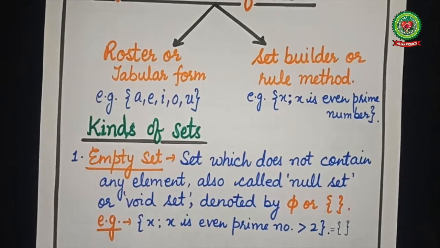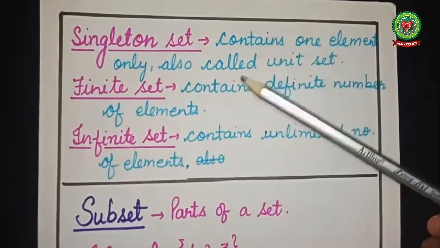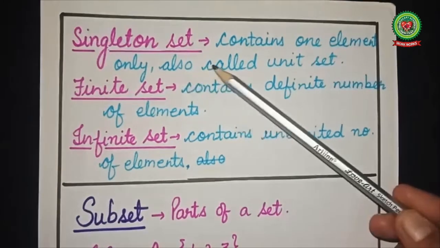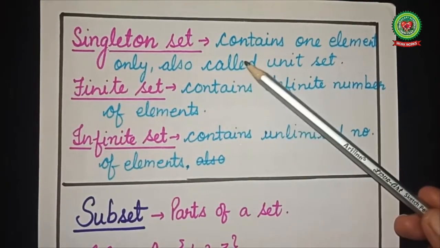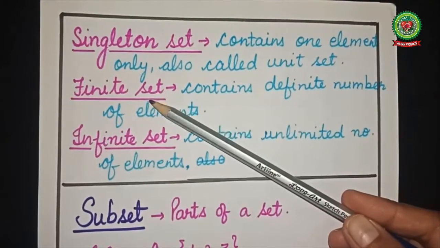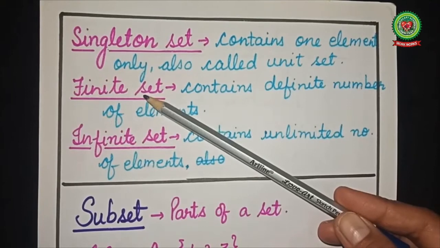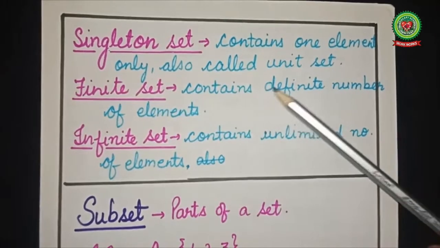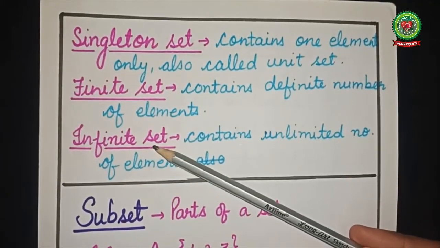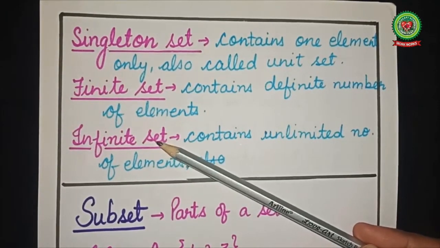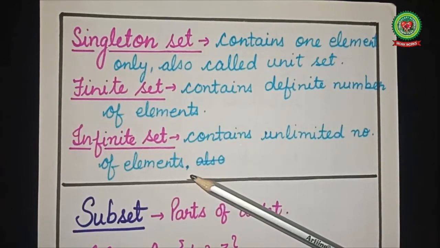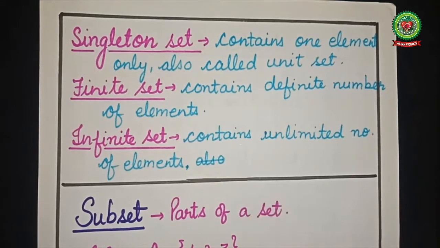Next is singleton set. A set which contains one element only is called a singleton set. Other name is unit set. Next is finite set. Finite means it contains a definite number of elements. Next is infinite set. A set which contains unlimited number of elements, that is called the infinite set.